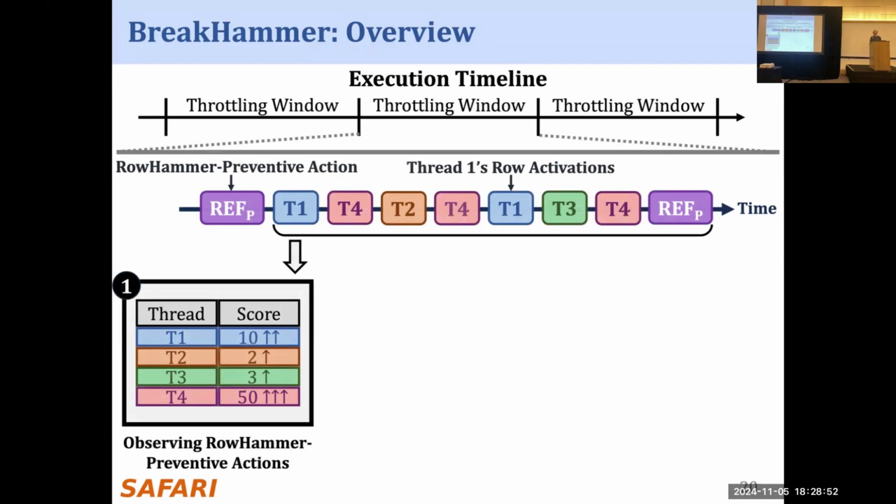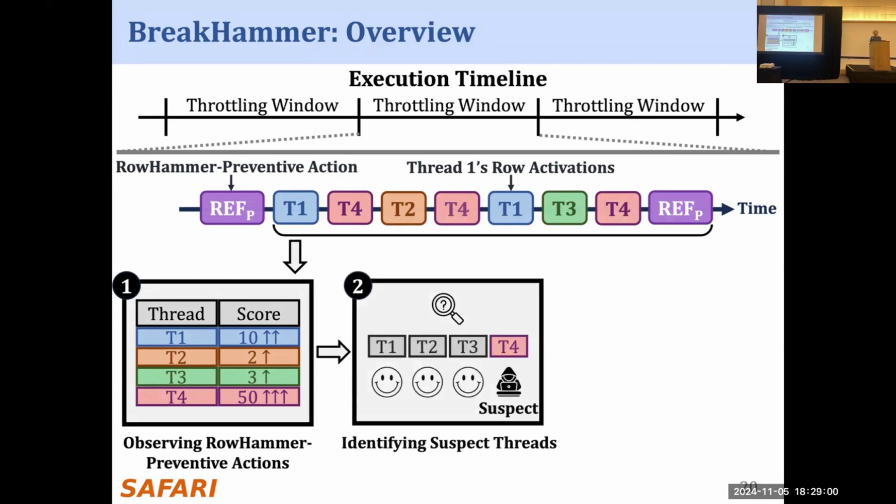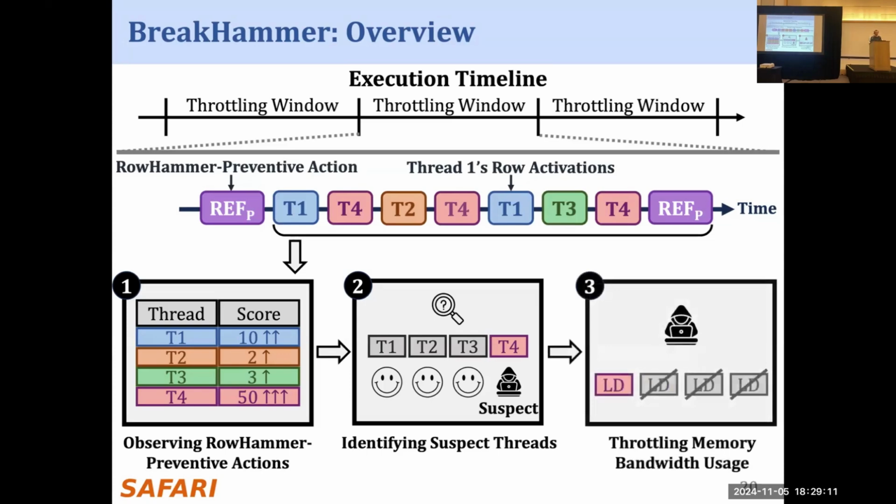First, BreakHammer attributes what we call a RowHammer preventive score to each thread, proportional to their contribution to the triggered RowHammer preventive action. Second, BreakHammer performs outlier analysis on the attributed preventive scores and detects suspect threads that unfairly reduce DRAM bandwidth availability. Lastly, BreakHammer slows down suspect threads by reducing their memory bandwidth usage.